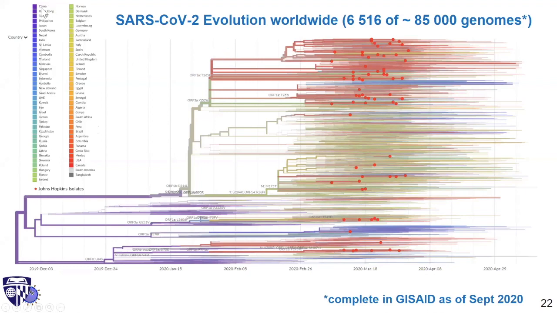You can see the color code here goes from China in purple through the earthy tones for Europe, and then the red for North America. Our sequences here in the Maryland, DC area actually were drawn from epidemics around the world. So we had a very diverse population of sequences, even in the first 100 that we sequenced here in Baltimore.